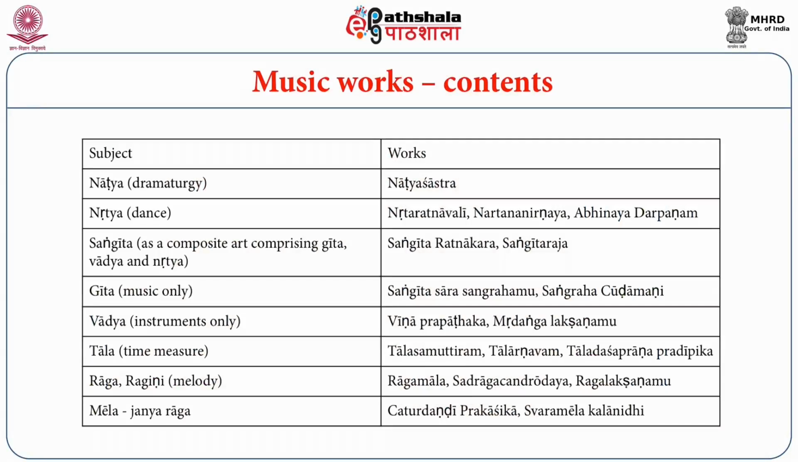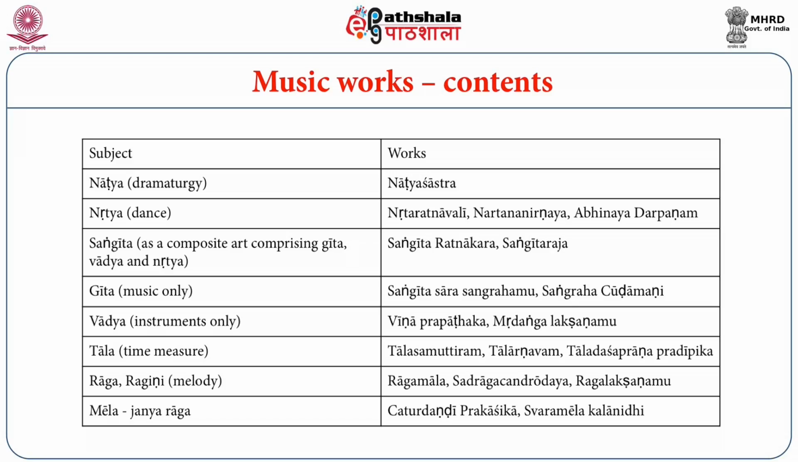So from the list we also see that the Sangeeta Ratnakara, Sangeeta Raja, they all dealt with the Sangeeta wherein an art form which comprised Geeta, Vadya and Nritya. But the same term Sangeeta in works like Sangeeta Sara Sangrahamu, Sangraha Chudamani dealt with Geeta or music alone. We also have some music works which were devoted to the musical instruments like the Veena Prapataka, the Mridanga Lakshanamu. As we know, it dealt with Veena and Mridanga respectively.